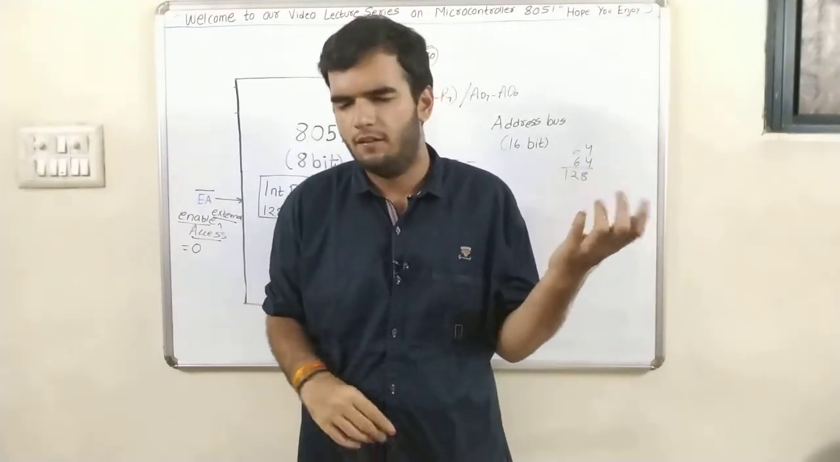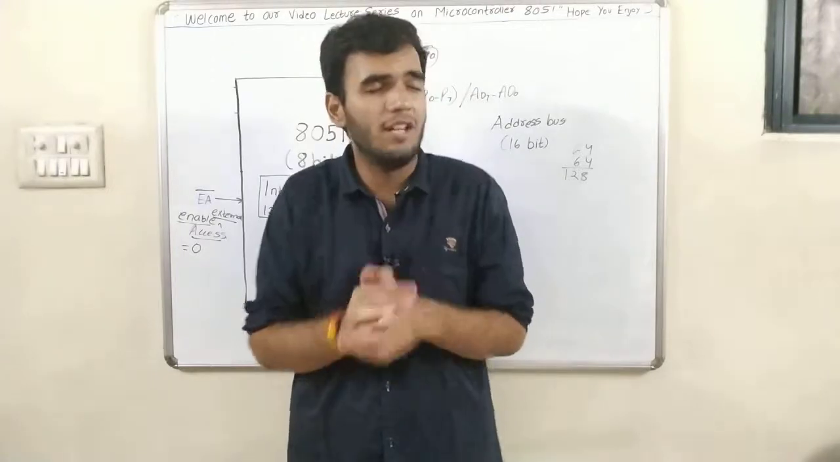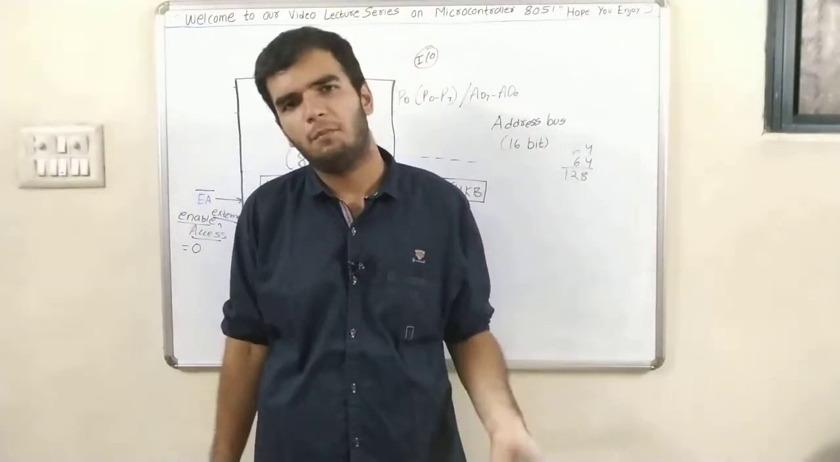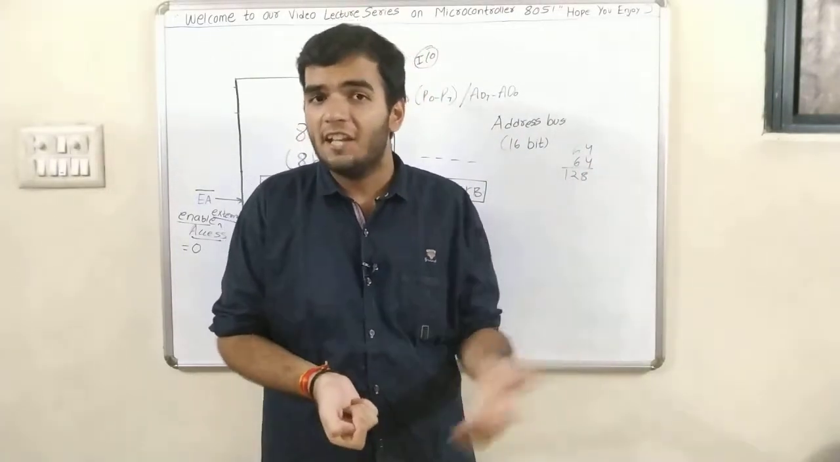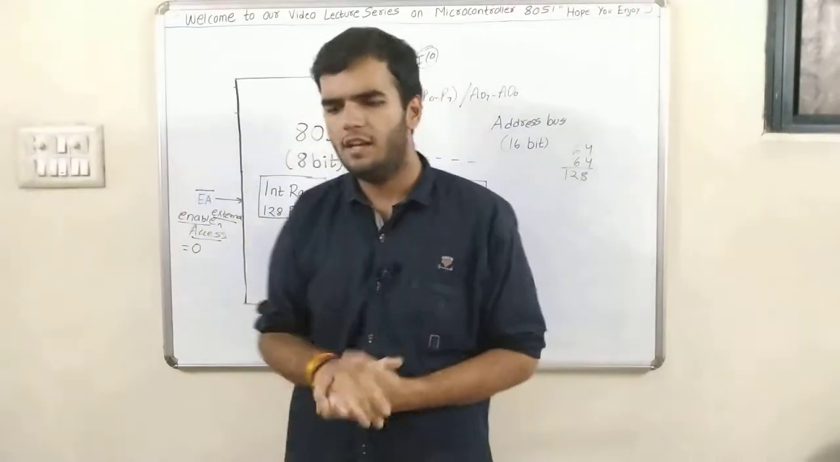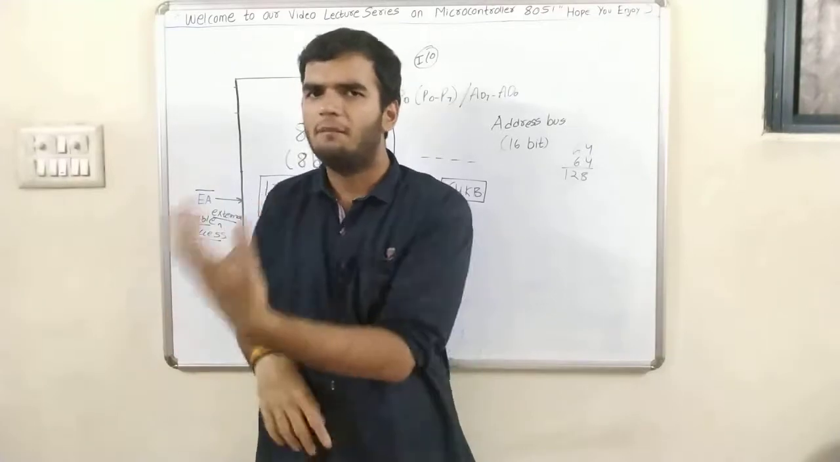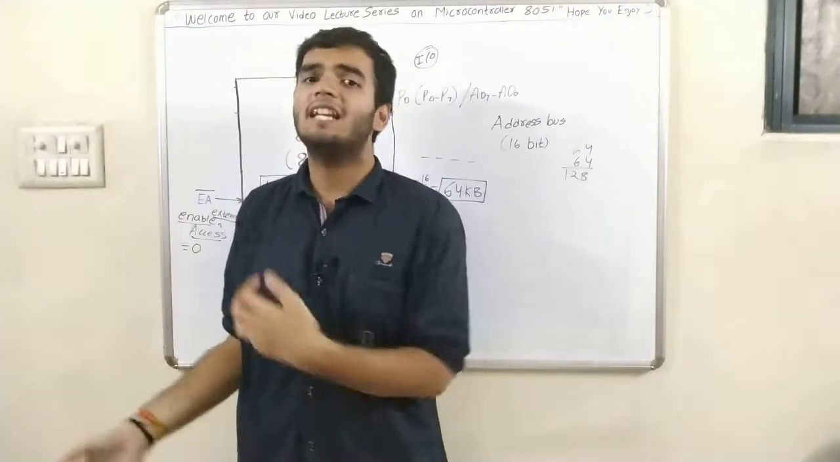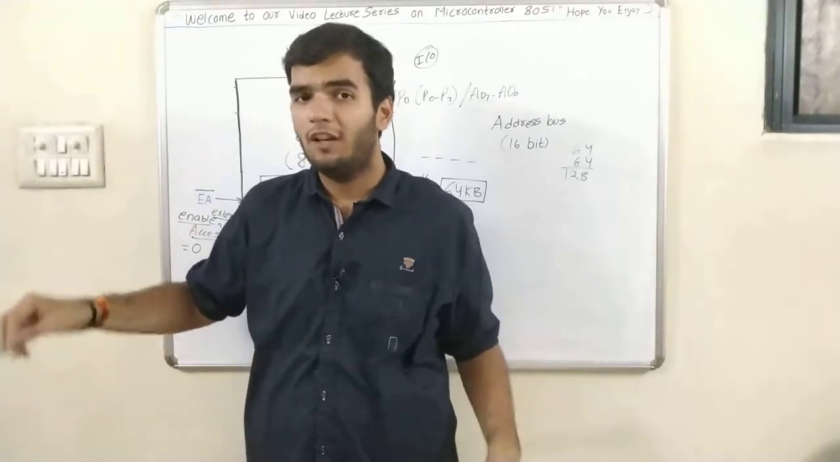First was serial port data, receive the data, transmit the data. Second was interrupt, interrupt 0, interrupt 1, both active low, like a dash here. Third are timer signals, timer 0, timer 1, and fourth is read and write bar for external RAM.